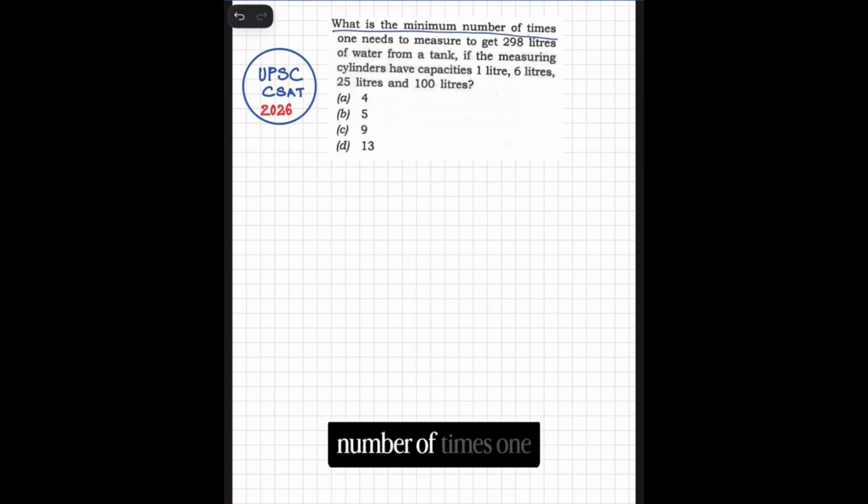What is the minimum number of times one needs to measure to get 298 liters of water from a tank if the measuring cylinders have the capacities 1 liter, 6 liters, 25 liters and 100 liters? So we need to measure 298 using 1, 6, 25 and 100 liter cylinders.